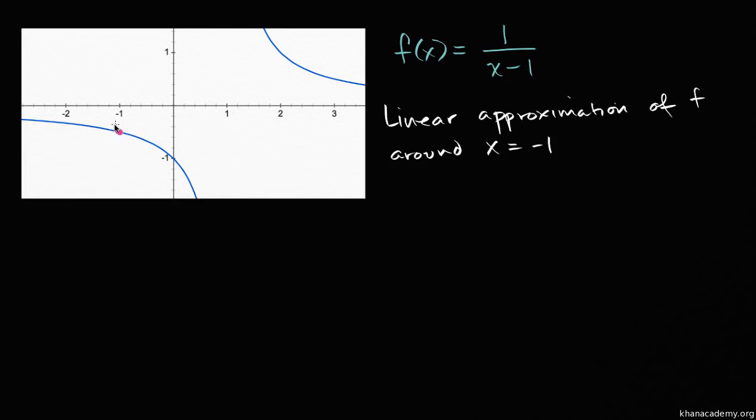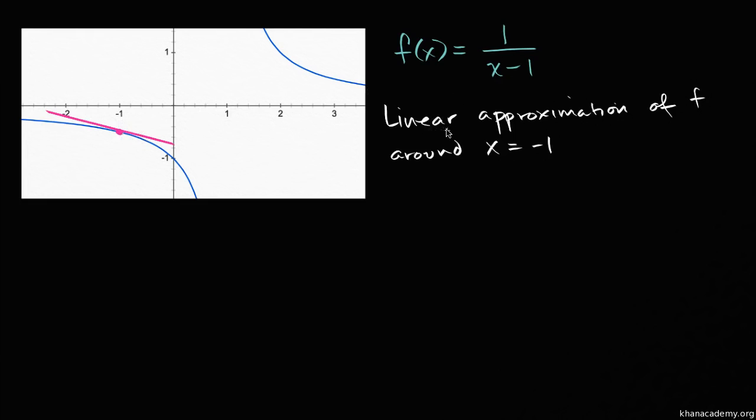And what we're essentially going to do is approximate it with the equation of the tangent line. The tangent line is going to look something like that. And as we can see, as we get further and further from x equals negative 1, the approximation gets worse and worse. But if we stay around x equals negative 1, it is as good as you can get for a linear approximation, or at least in this example, it is a very good linear approximation.